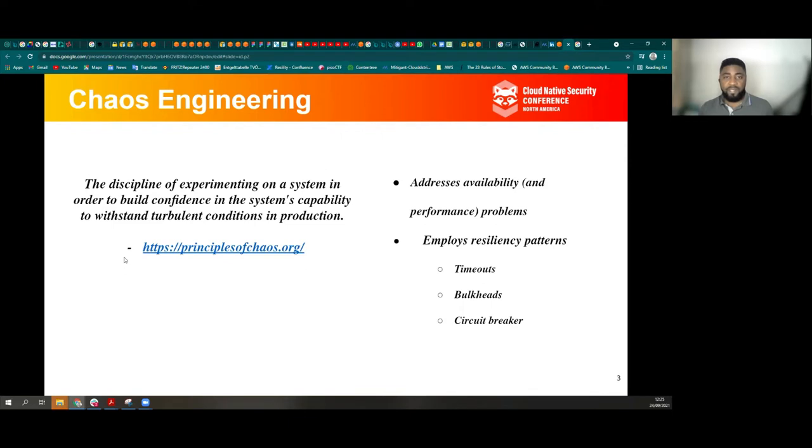And we all know that this concept was introduced by Netflix a couple of years ago. Already there are a couple of products out there that are helping people to implement chaos engineering in their companies, for their products, for their services. And of course, there are a couple of resiliency patterns that effectively implement chaos engineering. So we have things like timeouts, bulkheads, and circuit breakers, right?